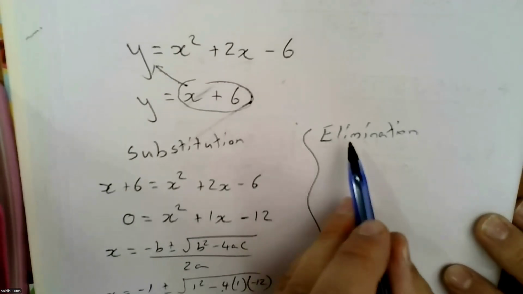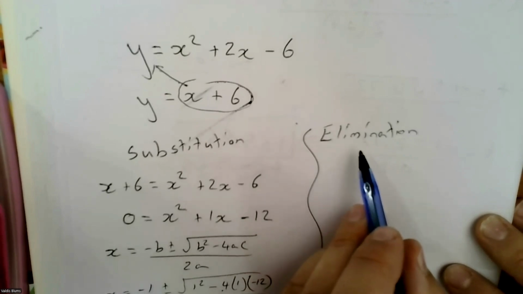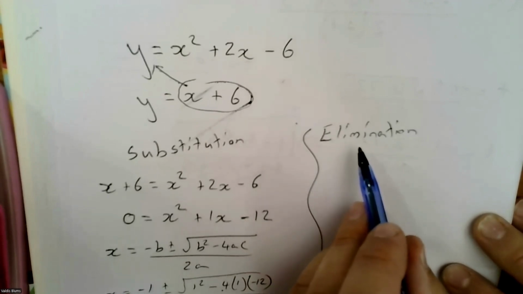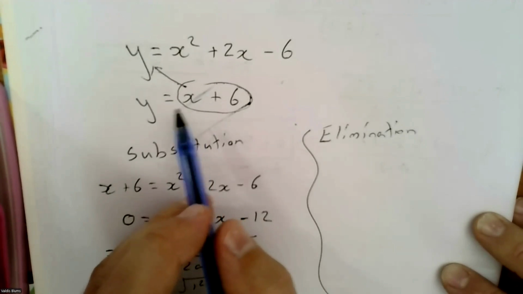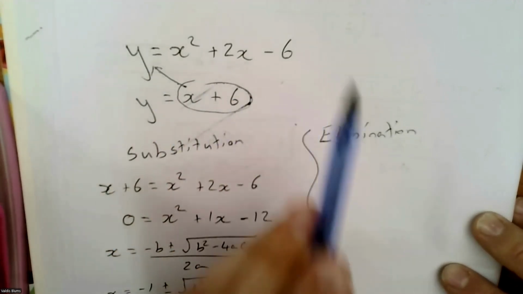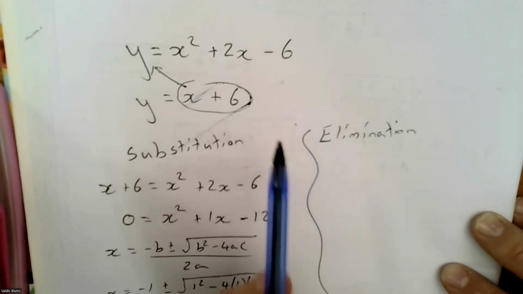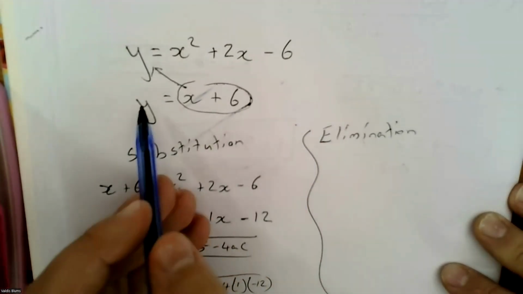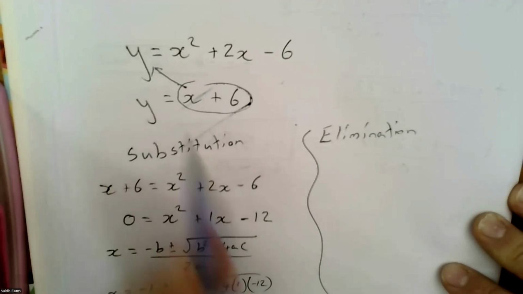And then the other method we could have used to solve this is the elimination method. With the elimination method, you are scaling your equations such that when you add one equation to the other or subtract one equation from the other, you're eliminating one of your variables. So you're eliminating either the x or you're eliminating the y's.